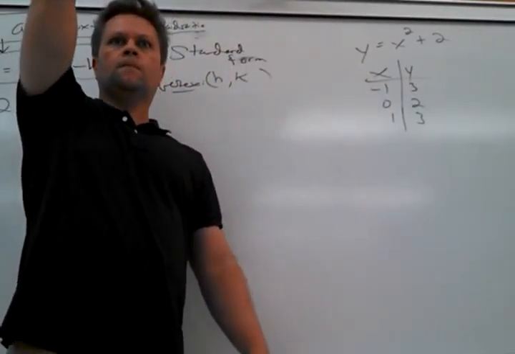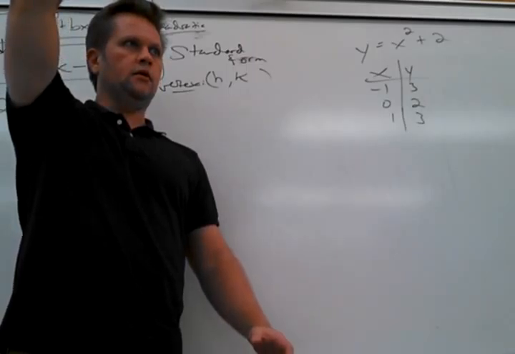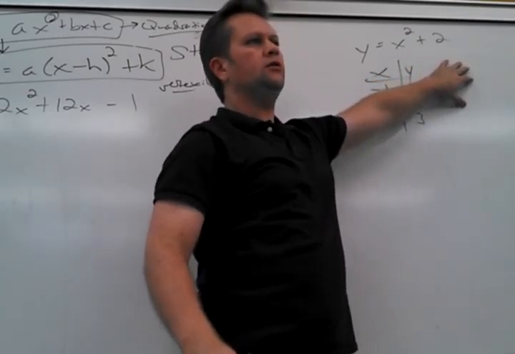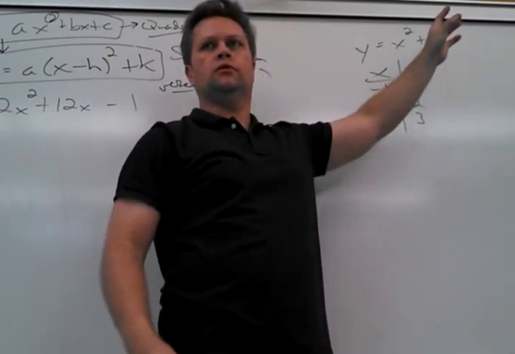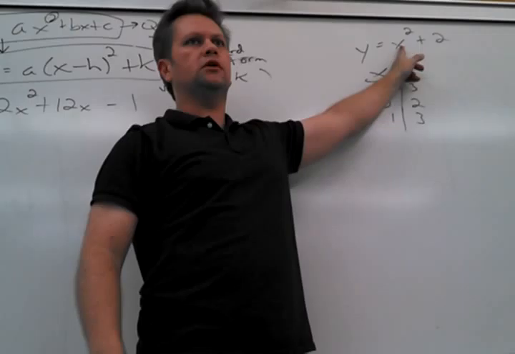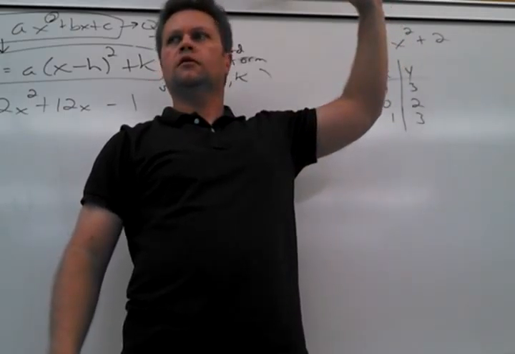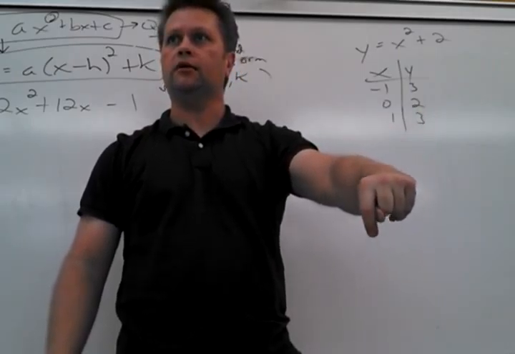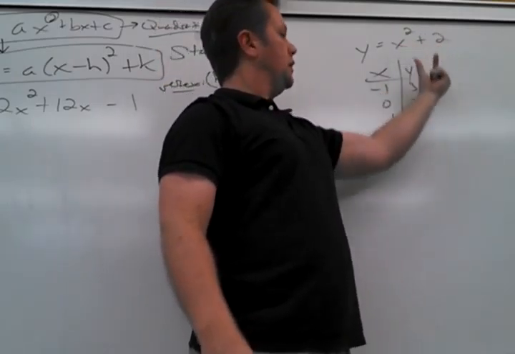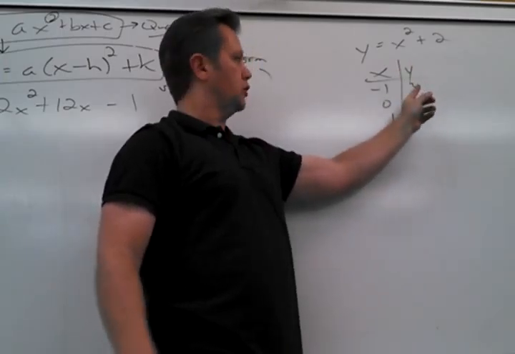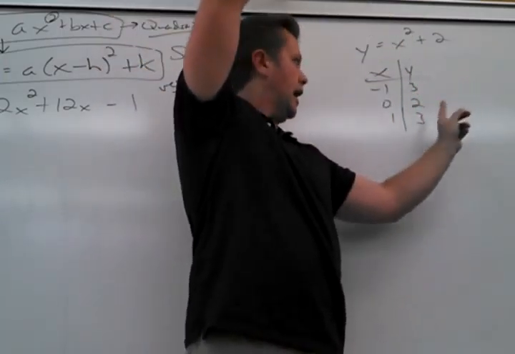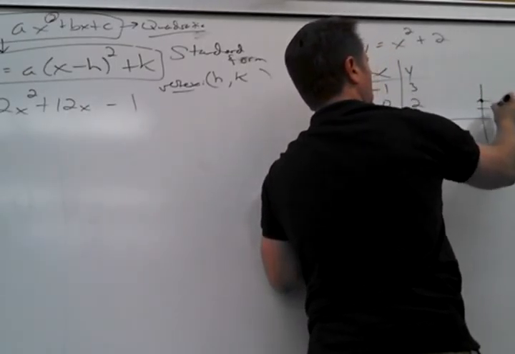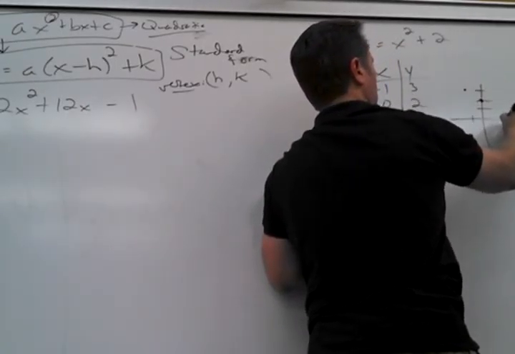Kind of with me? So if you think about it, if I square x and then add 2, the smallest that could be is 2. What's the smallest that a real number squared can be? 0. 0 squared is 0. There's no way you can get negative from a real number, right? So the lowest this thing could be is 2. I'm seeing that in my table. It goes 3, 2, and then it goes to 3 again. That's the turning point. So if I graph this thing, it'll be 0, 2, negative 1, 3, 1, 3.